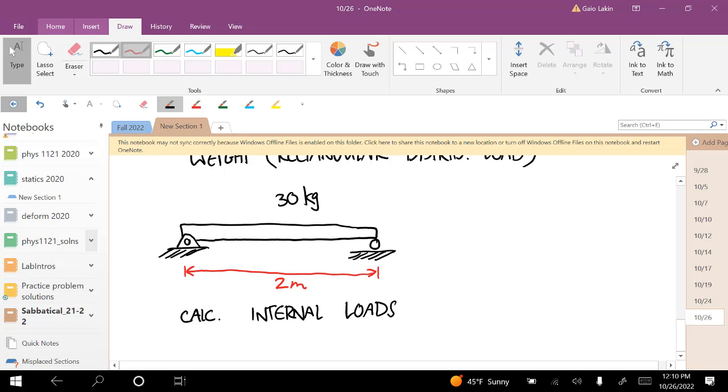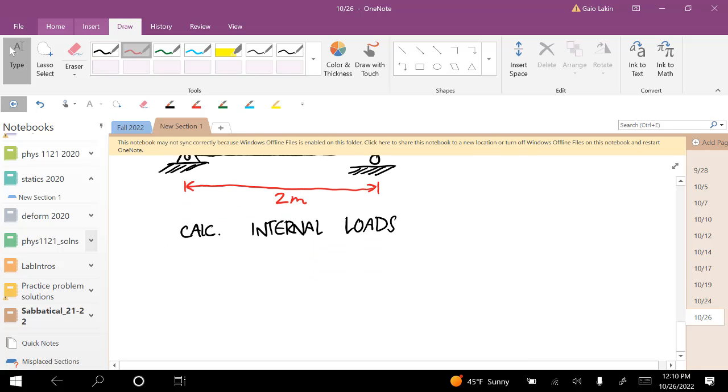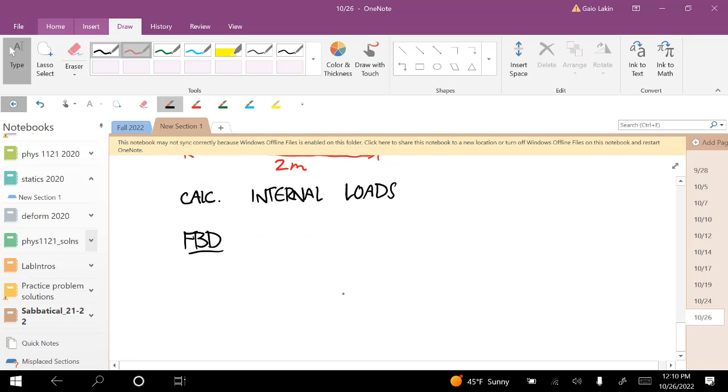Well, just like with any other problem, the first thing we have to do is calculate the reaction loads, the external loads. So let's see what's going on here. At the pin joint, we have a force vector, I'll call it RA. At the roller, we have a force with a known direction, I'll call it RB.